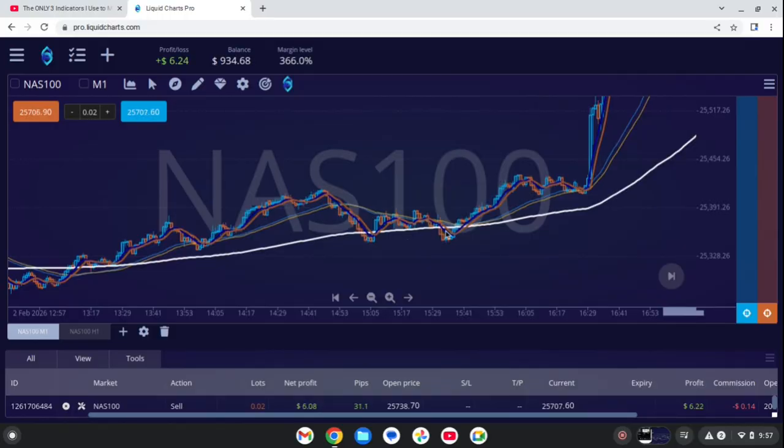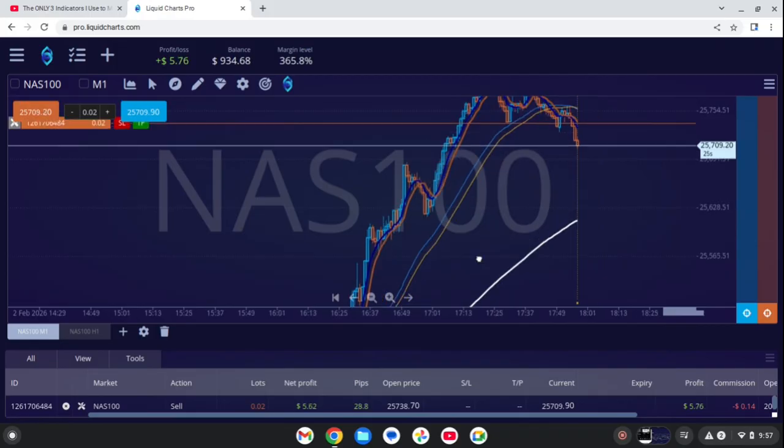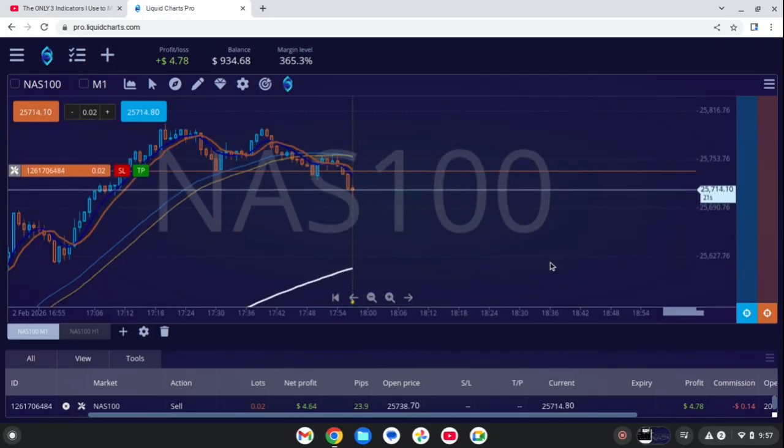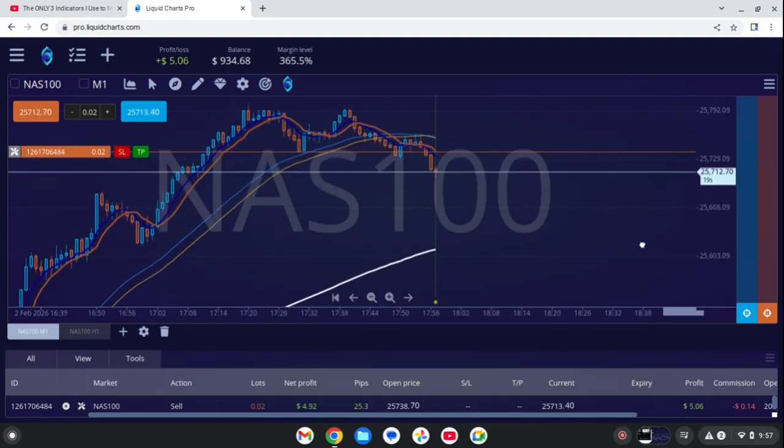Blue under orange, price go down. I'm sorry. Blue over orange, price go up. Blue under orange, price go down. And you just take the trades based on that. That's it. You just saw the alert go off. It's that simple. Go ahead and purchase immediately.